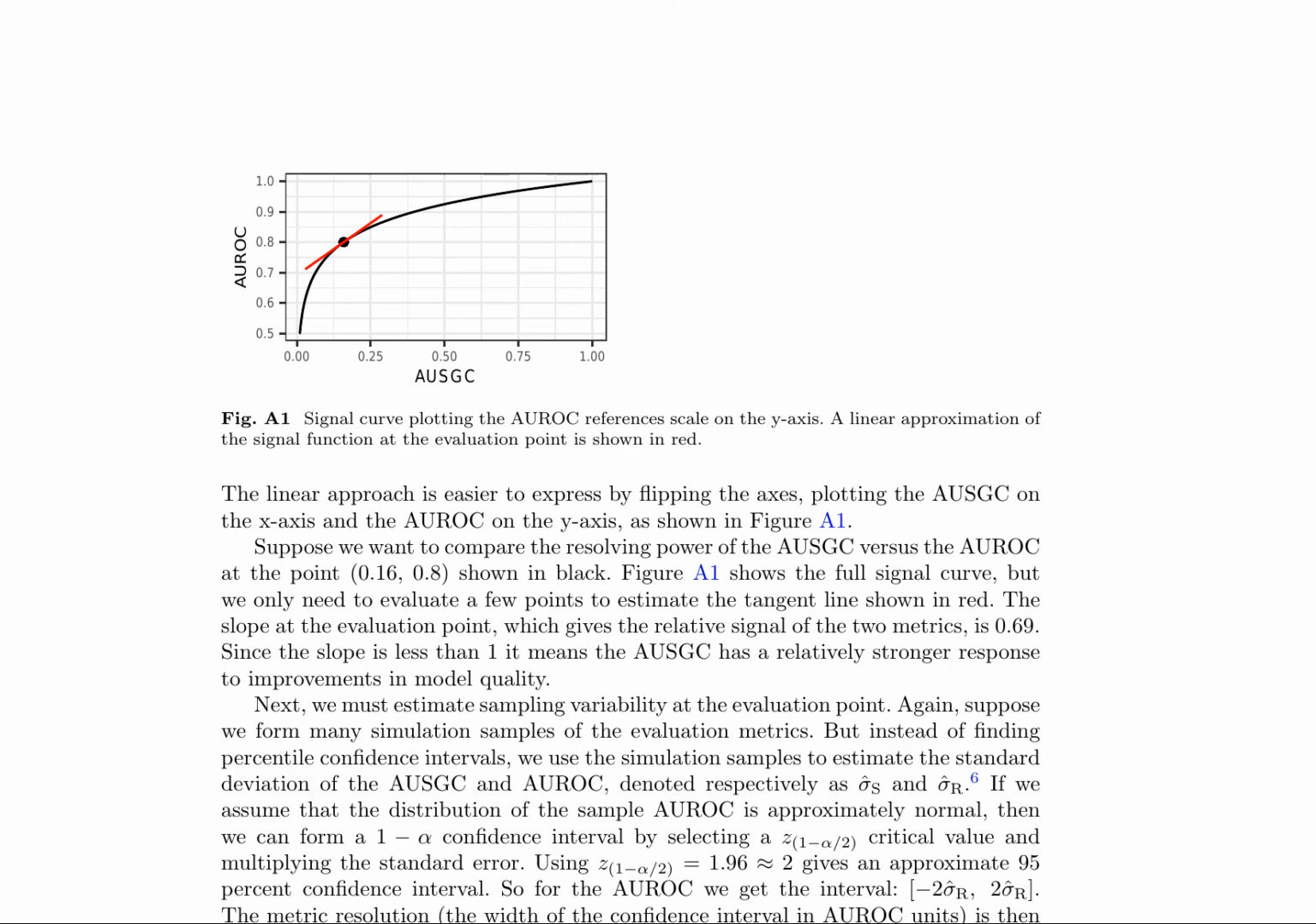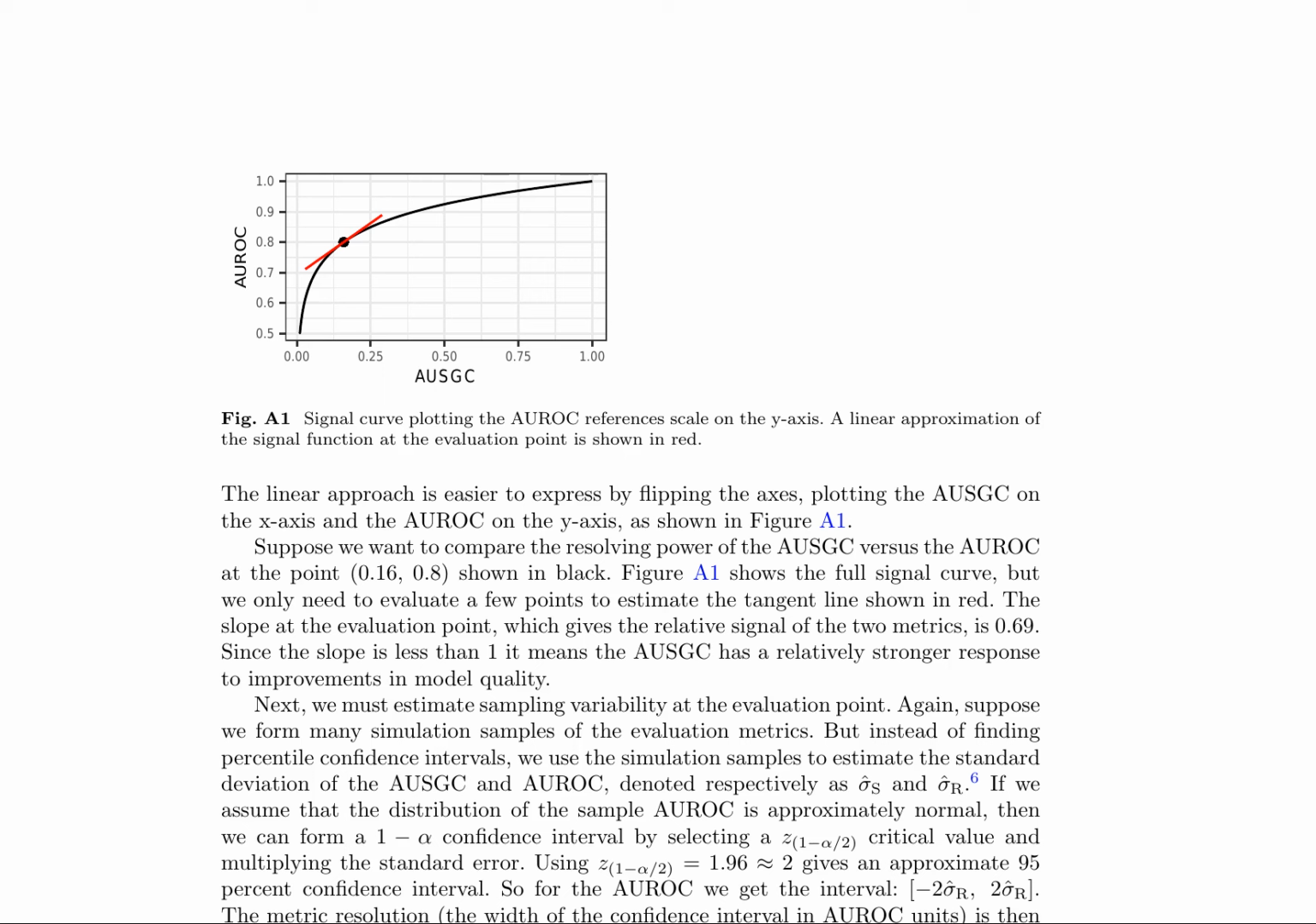by approximating the signal function at the evaluation point with a linear tangent line, as shown in Figure A1. The slope of this tangent line, representing the relative signal of the two metrics, is approximately 0.69, indicating that AUSGC has a relatively stronger response to improvements in model quality. To estimate the sampling variability at the evaluation point, the authors simulate multiple samples of the evaluation metrics and calculate the standard deviations of AUSGC and AUROC, denoted as sigma S and sigma R, respectively.